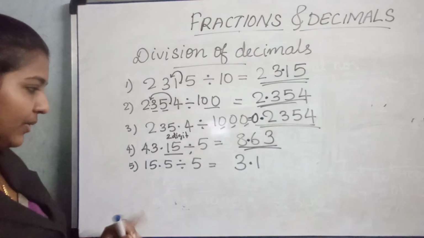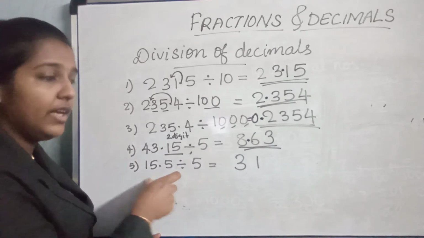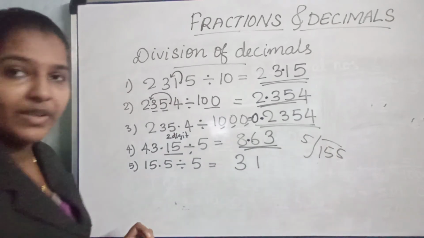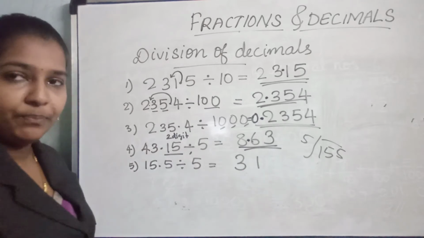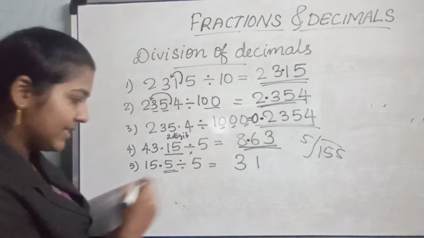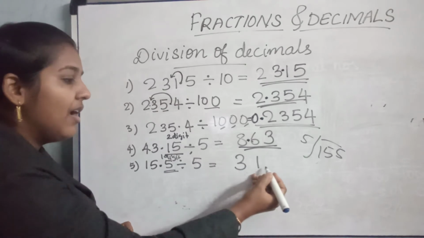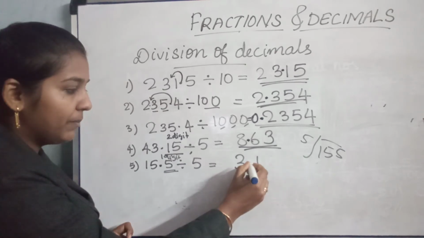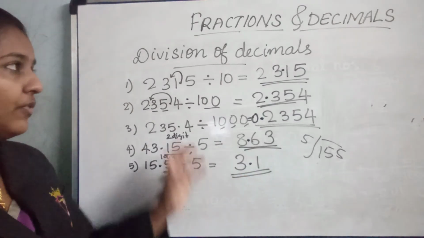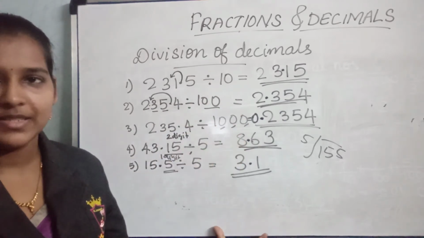Clear, children? Now in this question, 15.5 divided by 5. You take 155 and divide it by 5 and you will get the answer, that is 31. Now look at the question. Here after the point there is only one digit. So in the answer you can put the point from the right side after one place. Clear, children? This is the division of decimals by 10, 100 and 1000 and by a whole number. Is it clear?